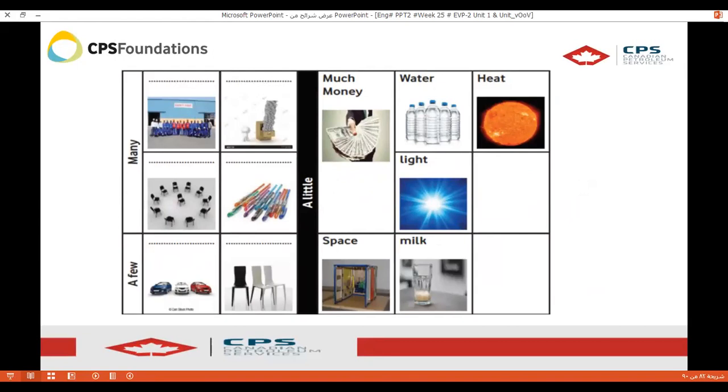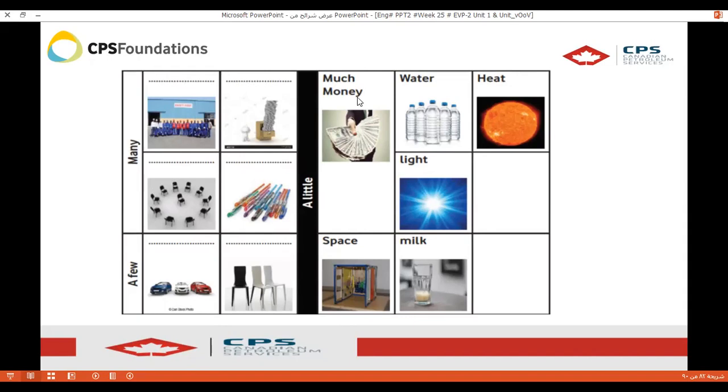So what can you see here? You can see many trainees. You can see many chairs. You can see many pins. You can see many books. You can see a few cars. You can see a few chairs, only three. All of these are countable nouns. That's why we use many and a few with them.